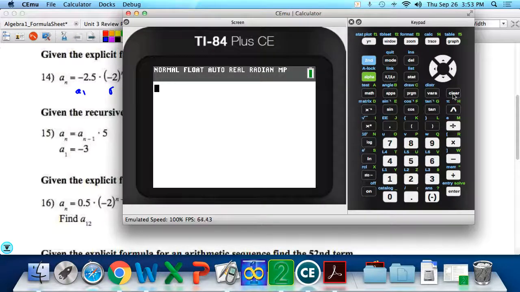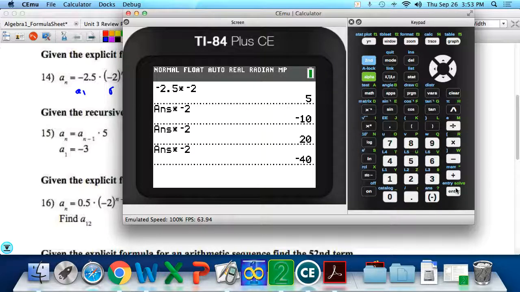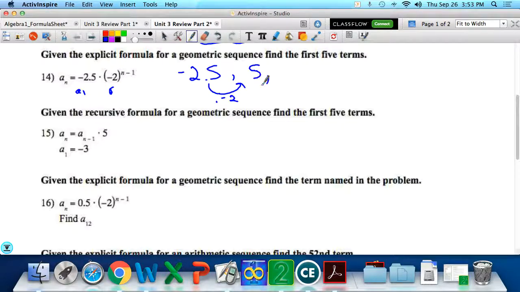So clear everything out. Negative 2.5 times negative 2 gives me a positive 5. I'm going to multiply that by a negative 2 because that's my second term. This would be my third, fourth, and fifth. Negative 10, 20, negative 40. That's one of those oscillating sequences. Anytime we have a negative ratio, we tend to see these signs flipping back and forth.